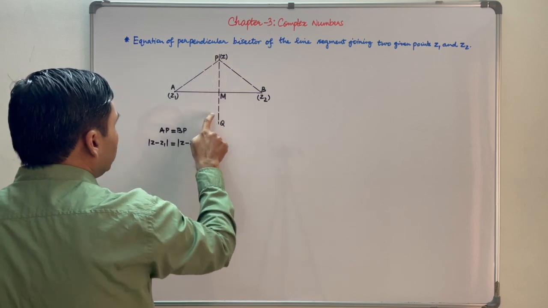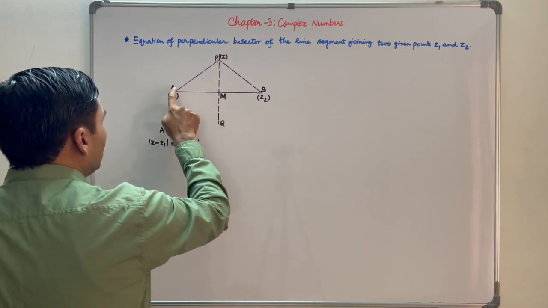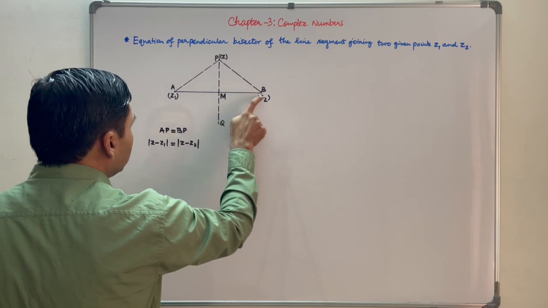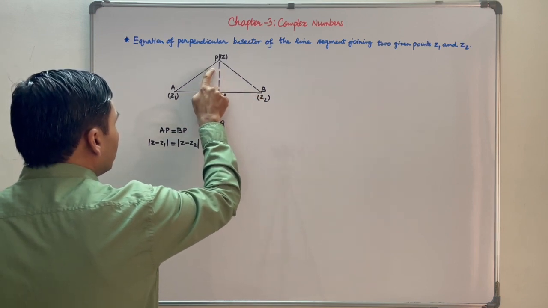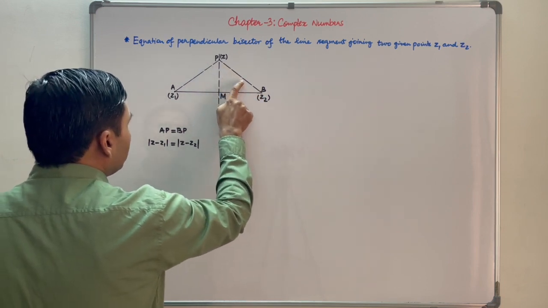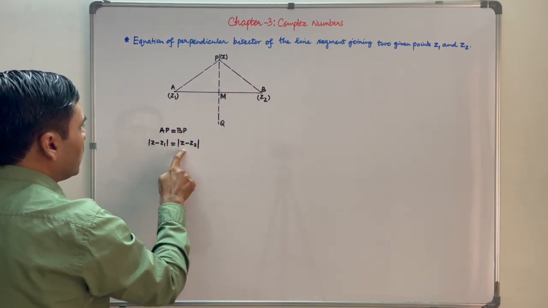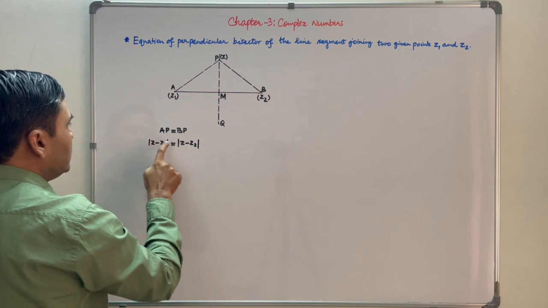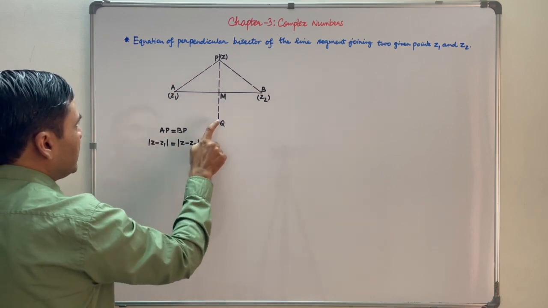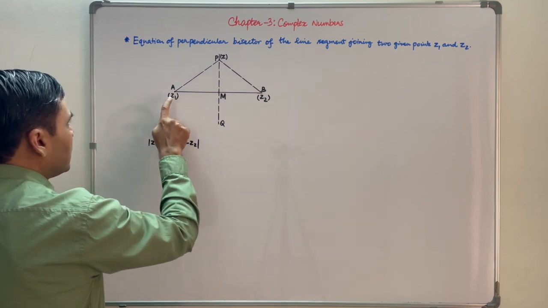The locus of P will remain equidistant from both the given points A and B. So we can say that mod of PA is equal to mod of PB, or mod z minus z1 is equal to mod z minus z2. This is the equation of the perpendicular bisector PQ of line segment AB.